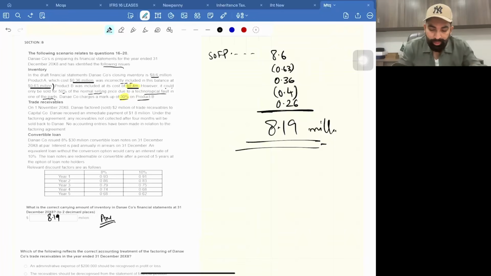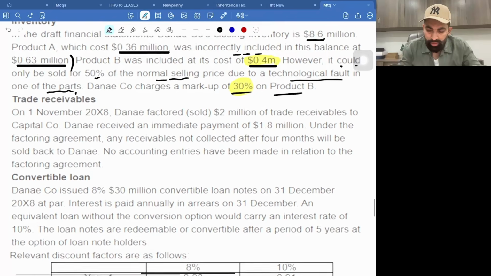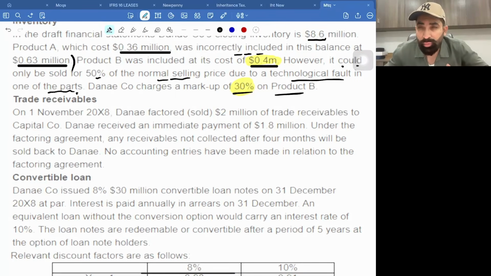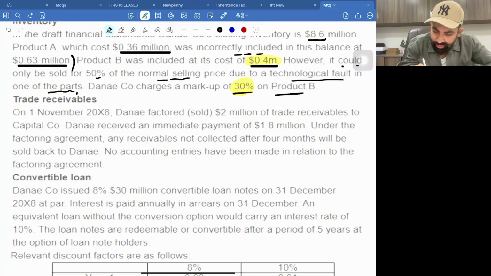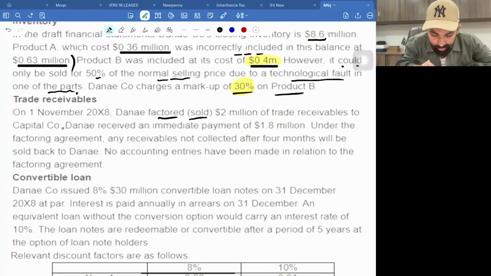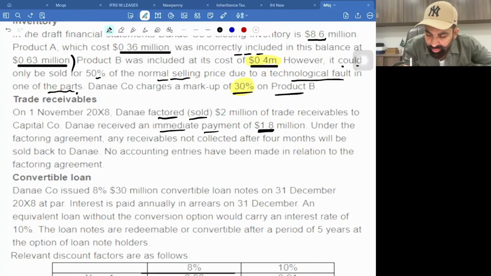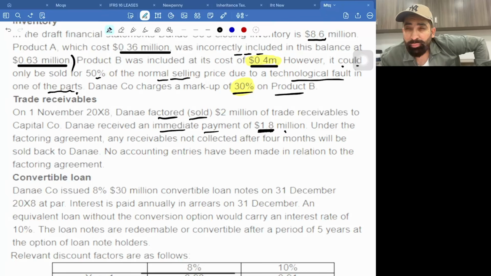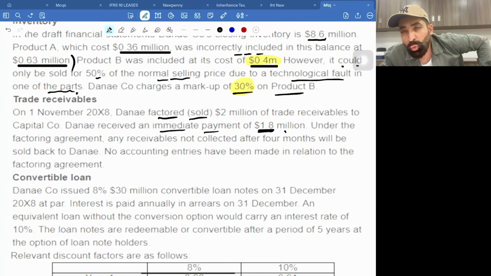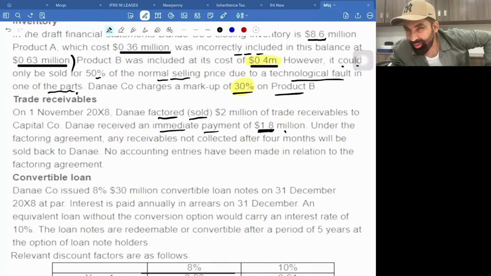Now let's move to the second requirement, which is very easy, and you have done it many times in the final account. Even I teach this in final account many times. On 1st November X8, Dania factored, remember factoring, sold $2 million of trade receivables to a capital company. Dania received an immediate payment of 1.8 million. So now you have to decide who is bearing the risk of bad debt. Remember insured and uninsured bad debt.